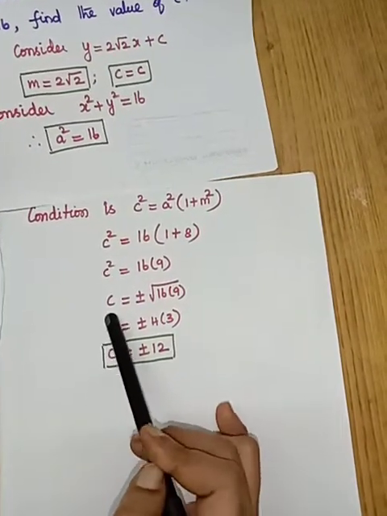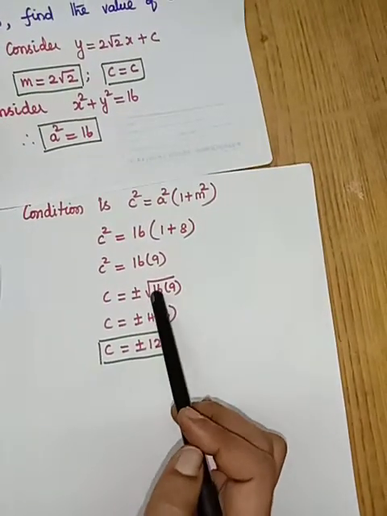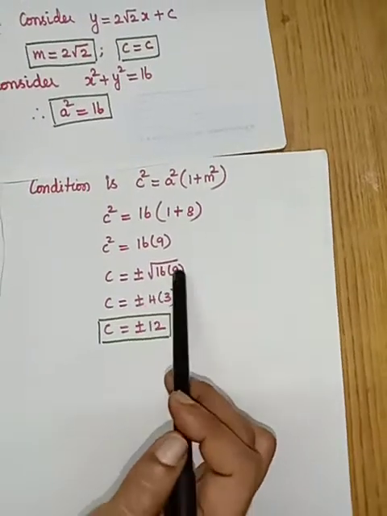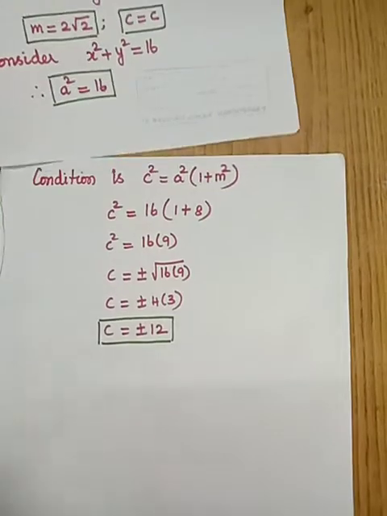So c squared is equal to like this. So c is equal to plus or minus square root of 16 into 9. Square root of 16 is 4. Square root of 9 is 3. So 4 3s are 12. So the value of c is equal to plus or minus 12.